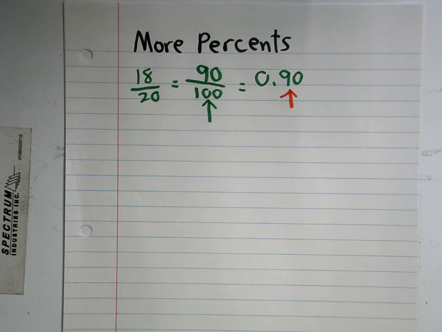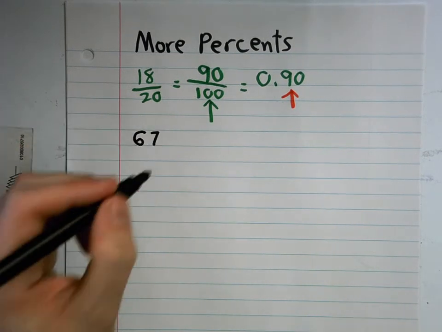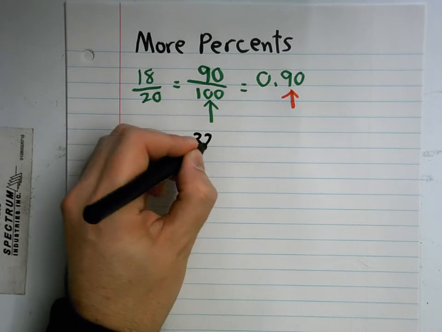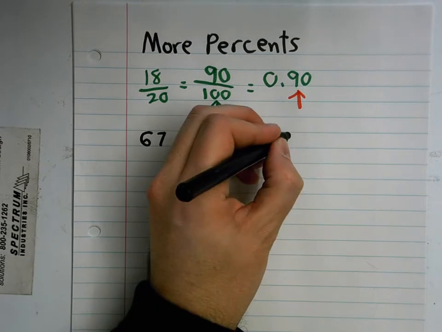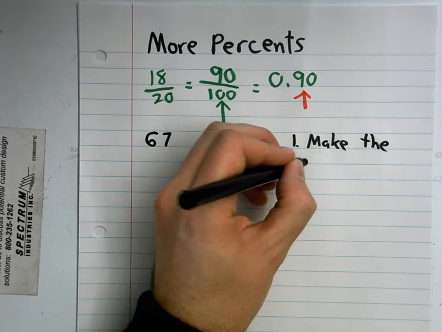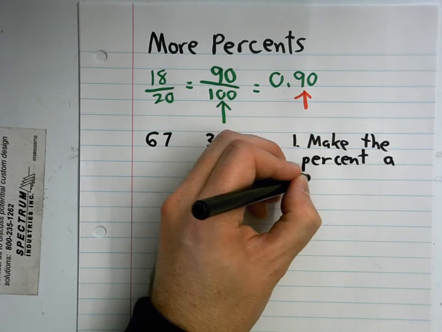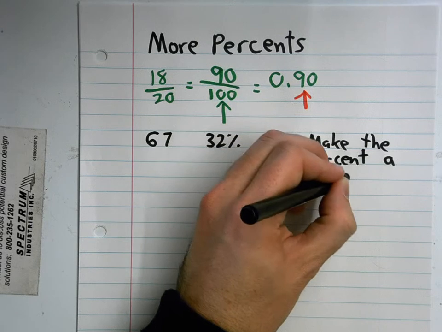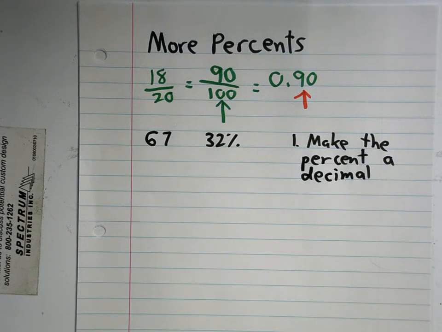Okay, so let's say I have, I don't know, 67. And I want to figure out what is 32% of 67. The first thing you need to do is make the percent a decimal. Make the percent a decimal. How am I going to make 32 into a decimal?